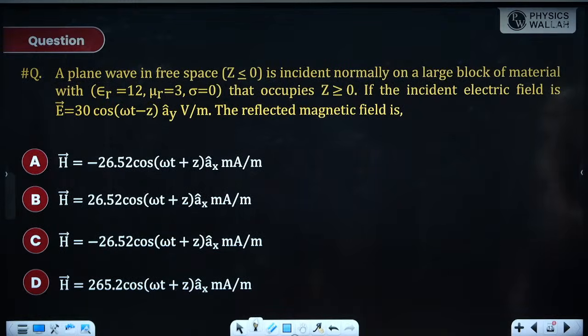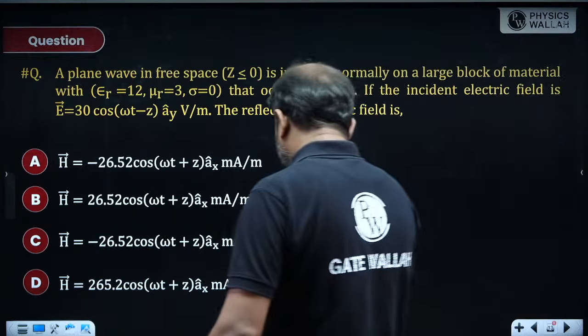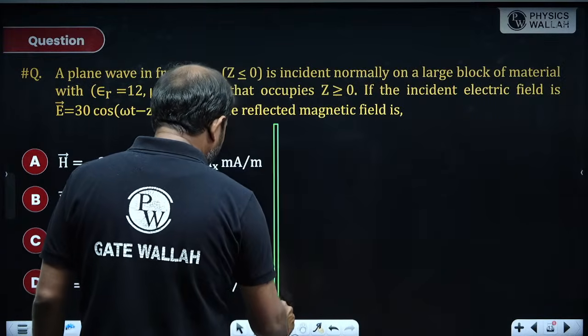Next question: a uniform plane wave in free space normally incident on a large block of a material with epsilon r 4, mu r 3, sigma 0 occupies z greater than or equal to 0. If the incident plane electric field is given, then the reflected magnetic field is. So the incident electric field is given. They are asking for the reflected magnetic field.